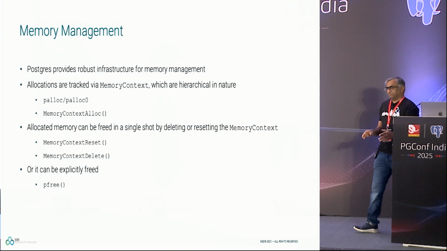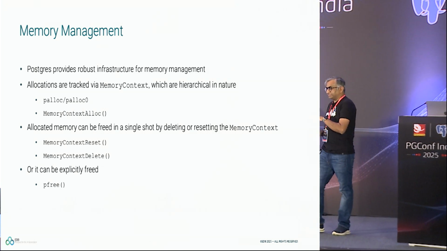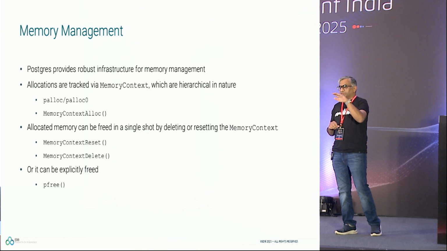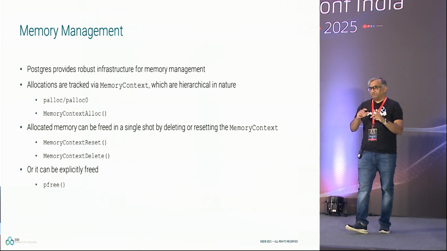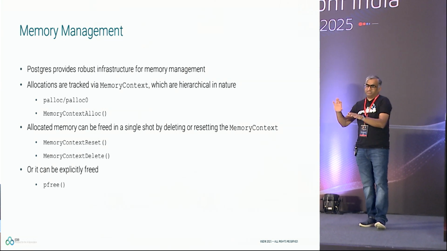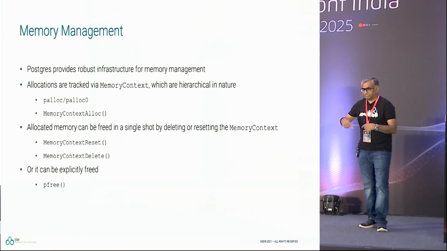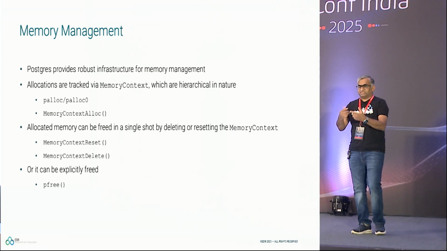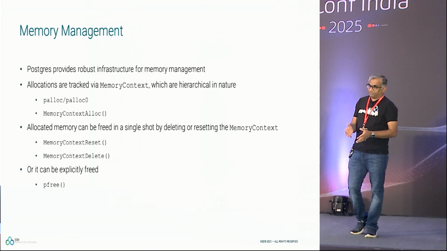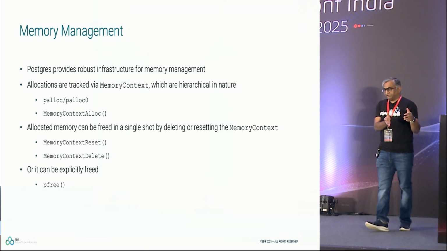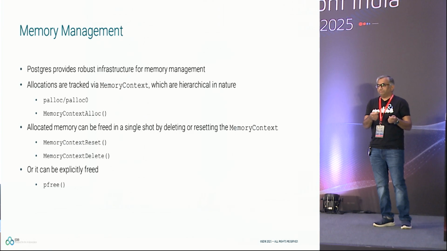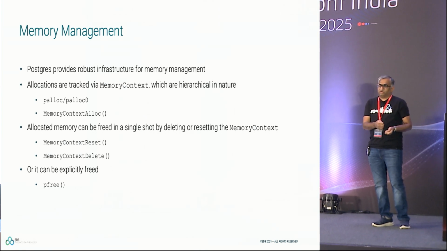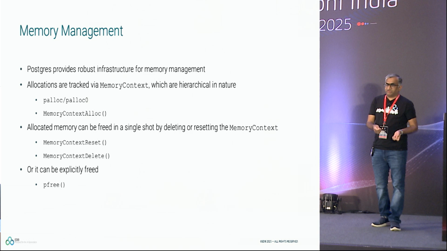Okay, so in the architecture diagram at the top tier, maybe I didn't talk about it, but there was a memory management component, and memory is divided into two parts primarily. One is shared memory, which is where multiple processes are trying to access the same data. But there is also private memory that each backend needs to work on, right? It might be doing a sort operation or a sort merge, and it needs memory.